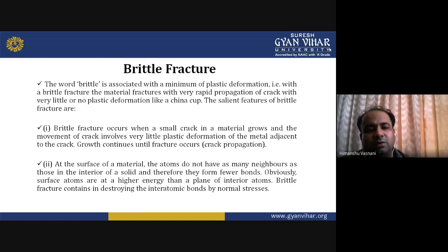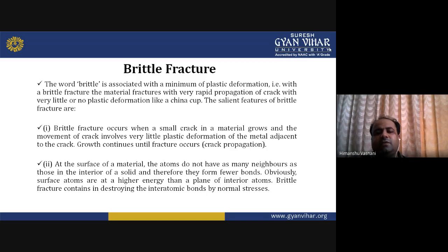Now crack growth continues until the fracture happens. The crack is propagating, and if there is no deformation or elongation, then the growth continues and the fracture will happen. So here the growth continues until fracture occurs. You can see all that crack propagation.